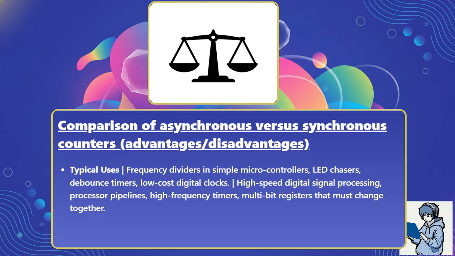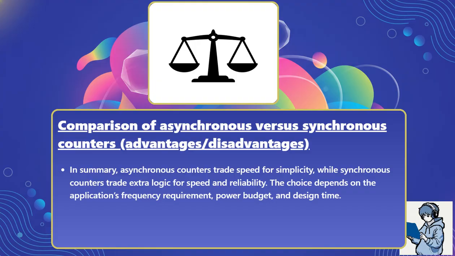Typical uses. Asynchronous counters are used as frequency dividers in simple microcontrollers, LED chasers, debounce timers, and low-cost digital clocks. Synchronous counters are used in high-speed digital signal processing, processor pipelines, high-frequency timers, and multi-bit registers that must change together. In summary, asynchronous counters trade speed for simplicity, while synchronous counters trade extra logic for speed and reliability. The choice depends on the application's frequency requirement, power budget, and design time.